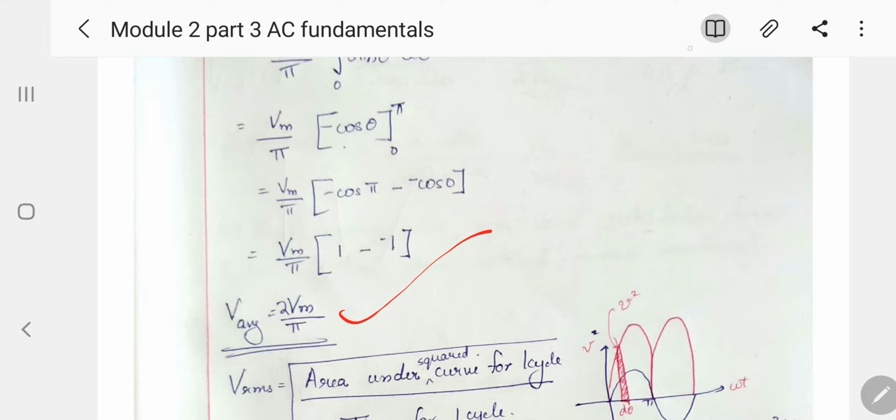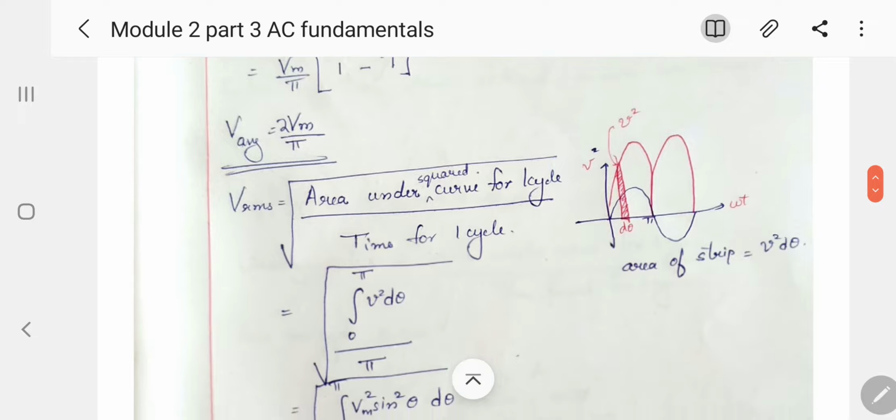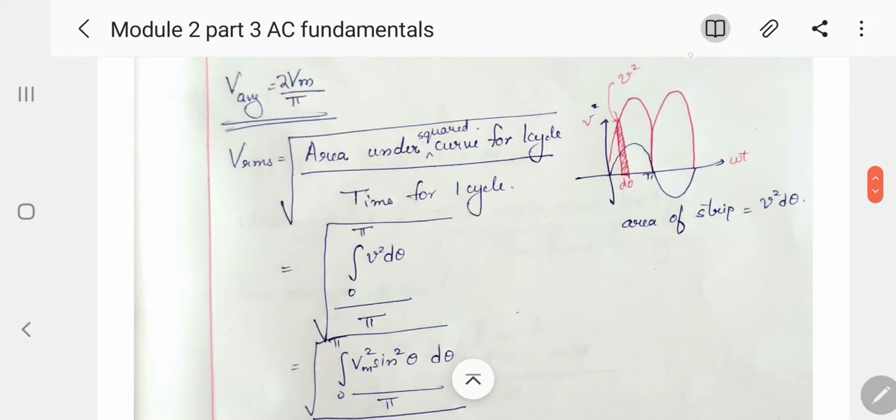Okay. So next we are going to find out what is the RMS value of this pure sinusoidal waveform, for which we need the squared waveform. So first thing we have to do is we have to square the given waveform. So this was our given waveform. We are going to square it.